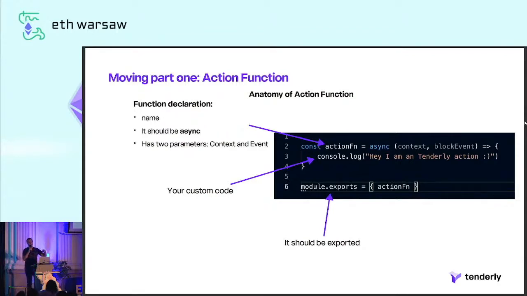The first part, it should be exported, so our system needs to take it. Then it needs to be declared in some sense. Like in this case, it obviously has the name, then it's an asynchronous function, and always has two parameters, context and event. We're going to touch upon these parameters later in the talk. And obviously, the building block is your code. So what is going to happen? In this example right here, it's really simple.